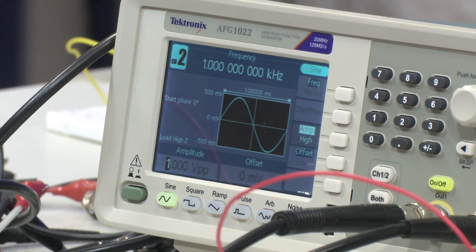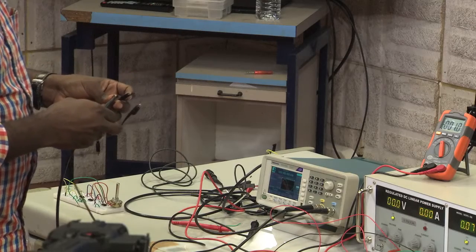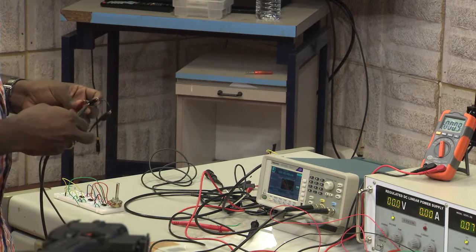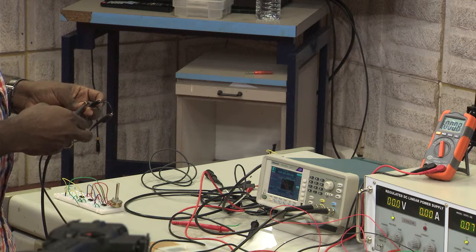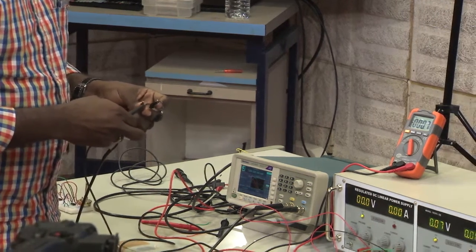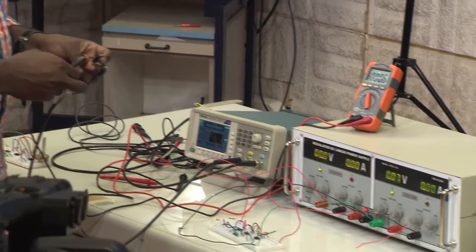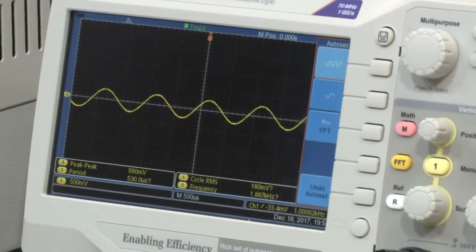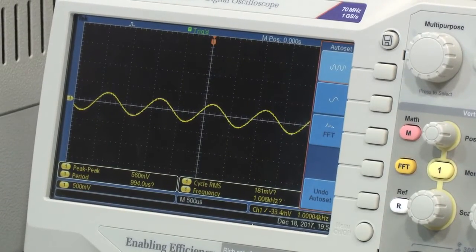He is checking the signal in the oscilloscope to confirm that there is 0.5 volts peak to peak and 1 volt peak to peak. Once he confirms his experiment, you can see the oscilloscope please. Yes, so he can see 0.5 volts.